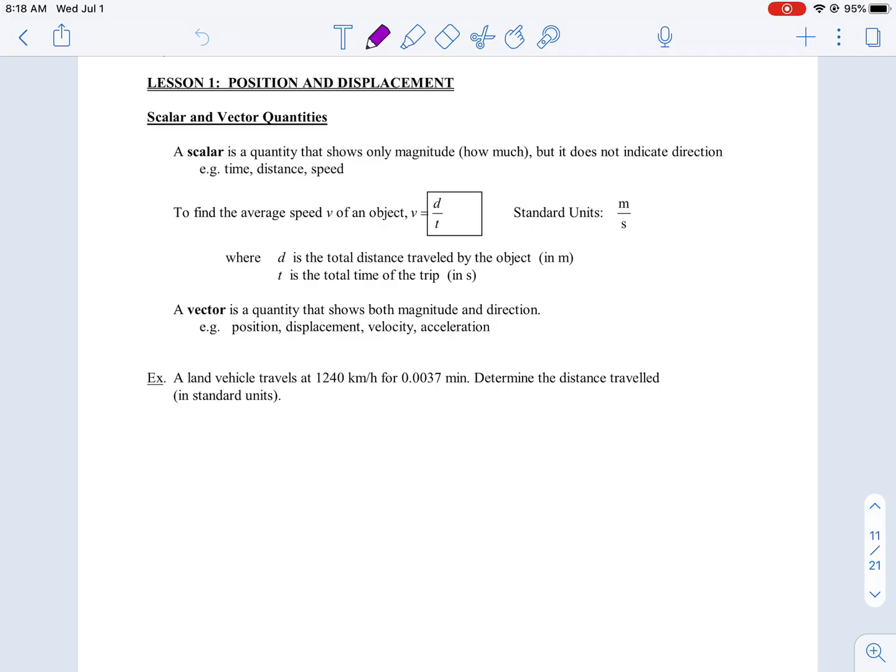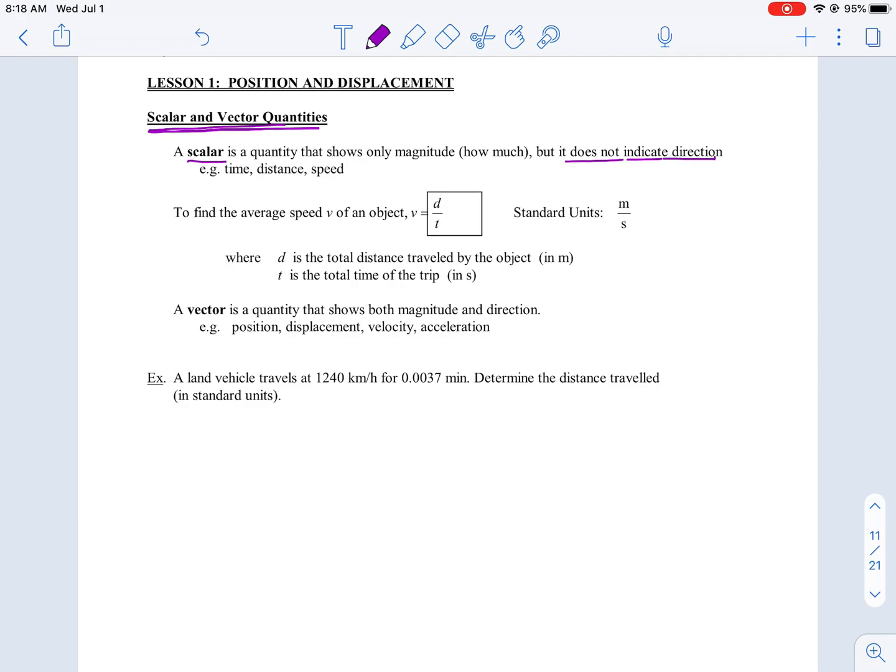To start off, I'm going to get you guys to turn to these notes. Let's talk about scalar versus vector quantities. If you want to highlight along with me, please feel free. First thing is, what's a scalar? Essentially, a scalar is something that does not indicate direction. All it does is show magnitude.